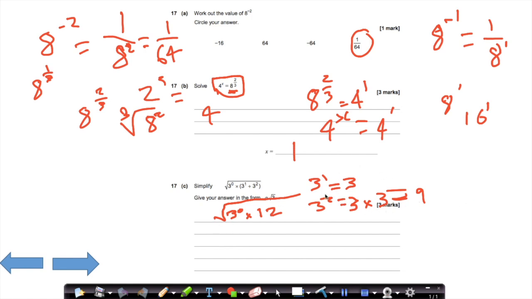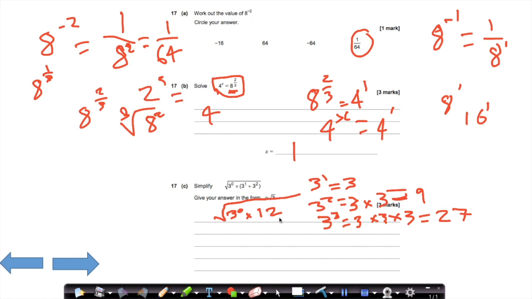The pattern with powers you might remember is if I have 3 to the power of 1, it's 3. If I have 3 to the power of 2, that's 3 times 3. And each time I raise one more power, I'm actually multiplying by another 3. So this was 3, this was 9, this is going to be 27. 3 times 3 times 3 is going to be 27.